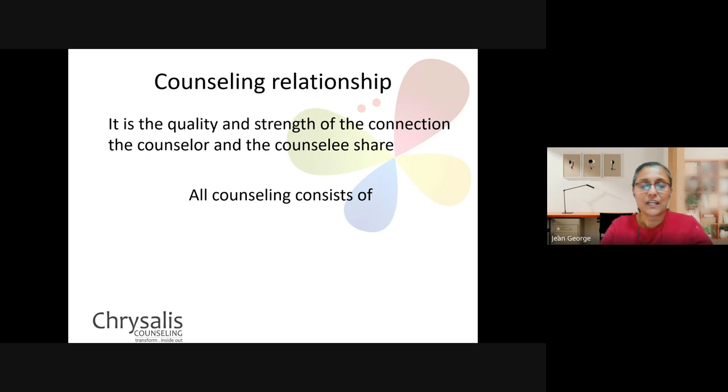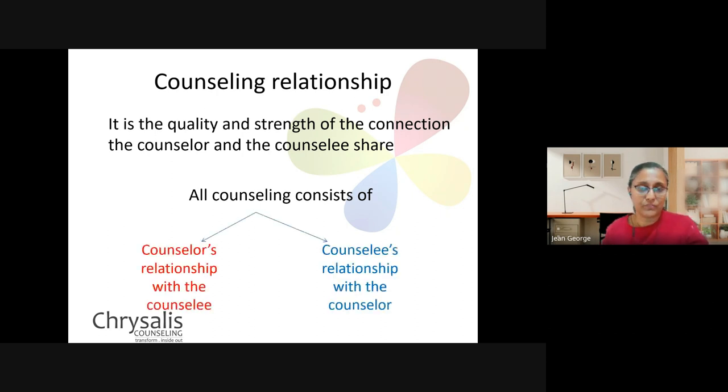Counseling consists of mainly two things. One is the counselor's relationship with the counselee, and also the counselee's relationship with the counselor. Now, in order for the counselor's relationship with the counselee to be enhanced, we need to look at things that we call micro skills. All counseling employs certain skills or certain patterns of skills, which are known as micro skills. Any kind of counseling that you do needs to have a certain pattern of skills. And that's what is called micro skills.